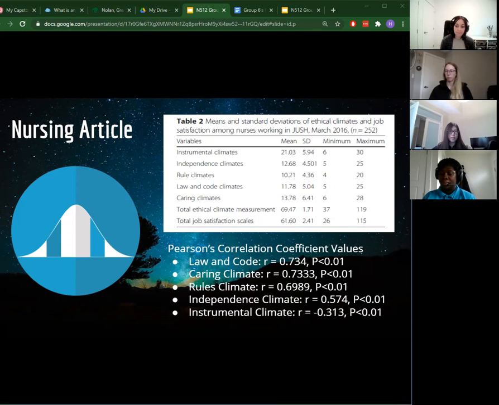So what did this study show? When looking at linear regression, we want a line of best fit, a line that best summarizes the pattern of the data. One way to show this is calculating Pearson's correlation coefficient. A larger correlation is an indication that the prediction is more accurate. The results of the study showed that there was a moderate, positive, and significant correlation between the ethical climates and job satisfaction, with instrumental climate having a negative correlation.